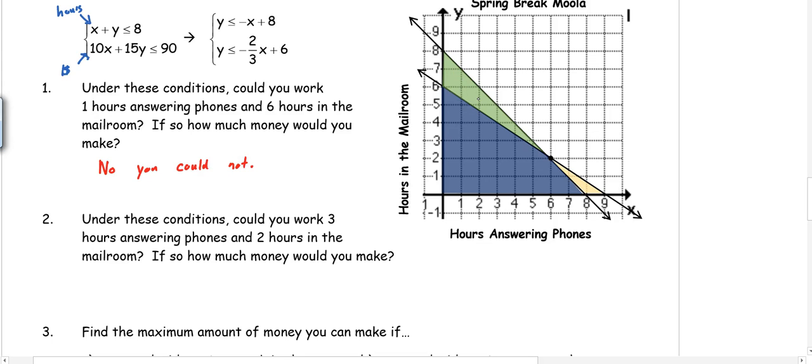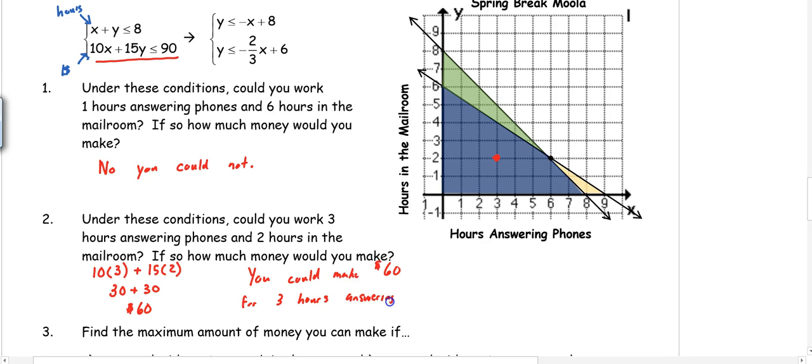Number 2, under these conditions, could you work for 3 hours answering phones and 2 hours in the mailroom? If so, how much money could you make? So 3 hours answering phones, 2 hours in the mailroom is in the feasible region. Now we're going to look at our money equation. So $10 times 3 hours answering phones plus $15 times 2 hours in the mailroom. This gets us 30 plus 30, $60. So you could make $60 for 3 hours answering phones and 2 hours in the mailroom.